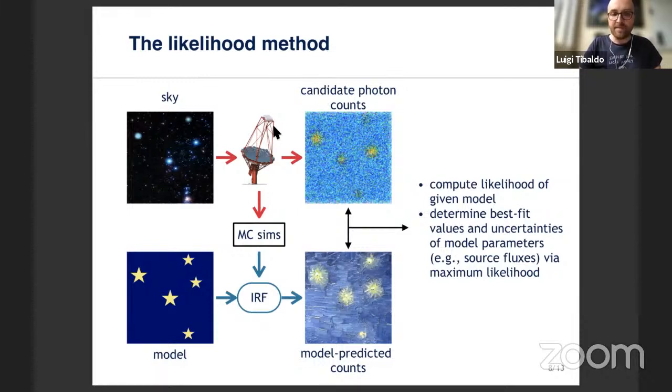At the same time, you can perform Monte Carlo simulations of your telescope so that you have a model for the response of the telescope, which can also be fine-tuned using the data, which is what finally yields the instrument response functions. You can use the instrument response functions to forward fold the model into count space. So you have the model predicted counts. And at that point, you can compare the candidate photon counts with the model predicted counts, compute the likelihood of a given model, and determine the best fit values and uncertainties for the model parameters.